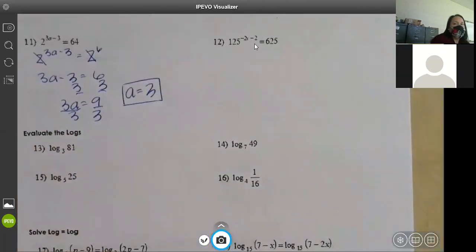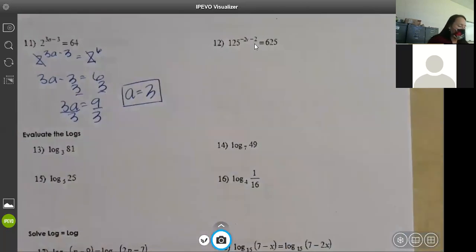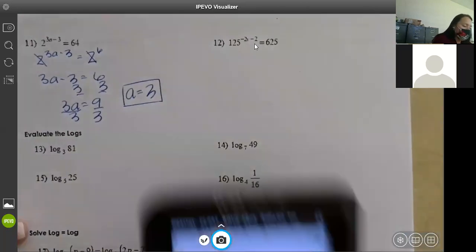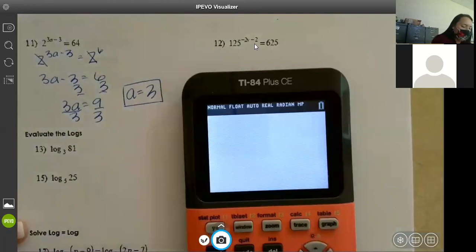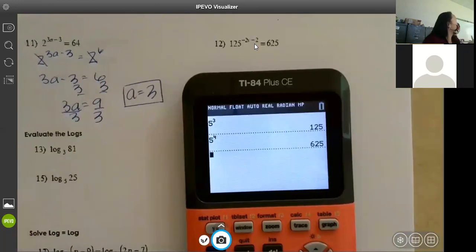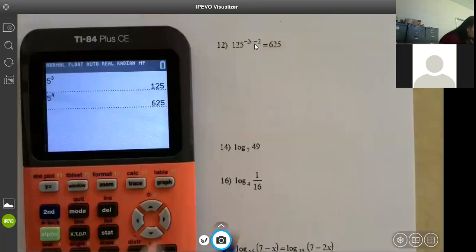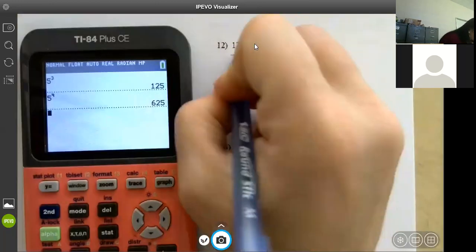All right. What do you think 125 and 625 can be written as? Yeah, let's try 5. We know 5 squared is 25. 5 to the third is 125. 5 to the fourth is 625. So we're good. And sometimes I have to guess and check like that as well. So that's fine. So 125 is 5 to the third.